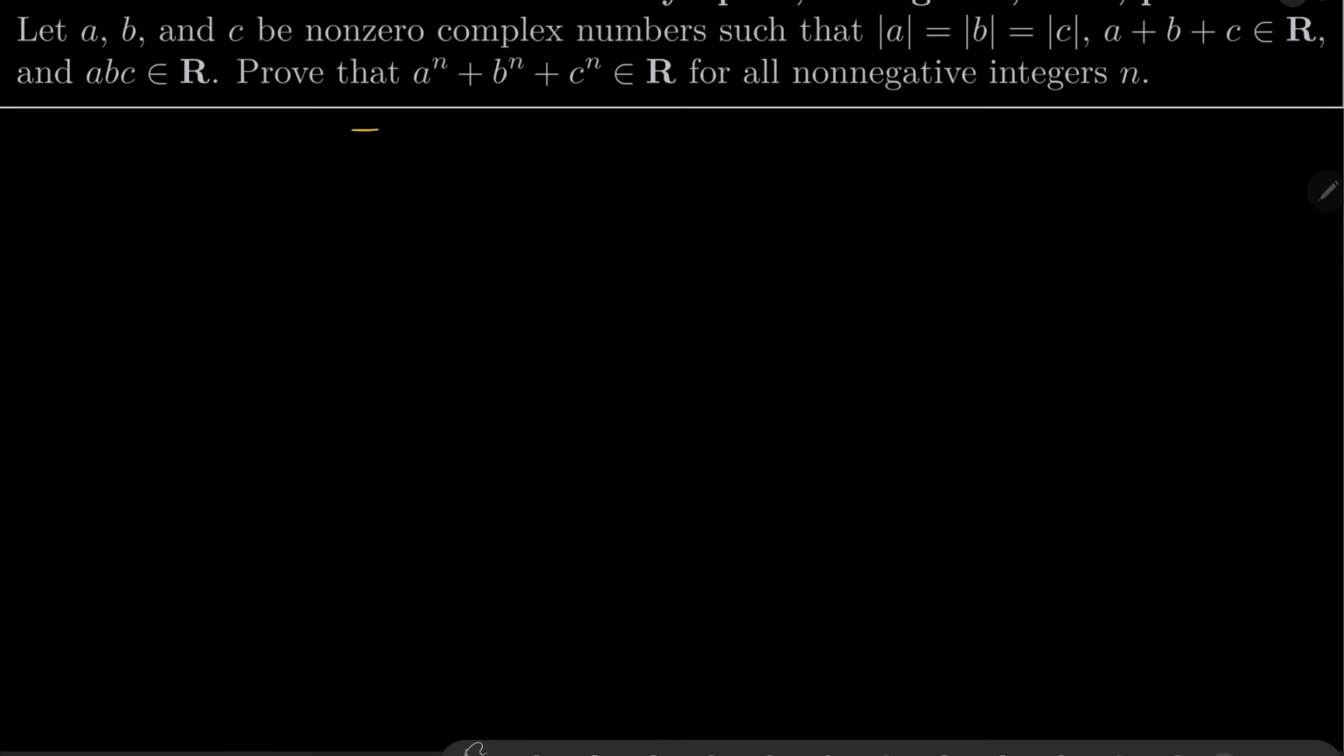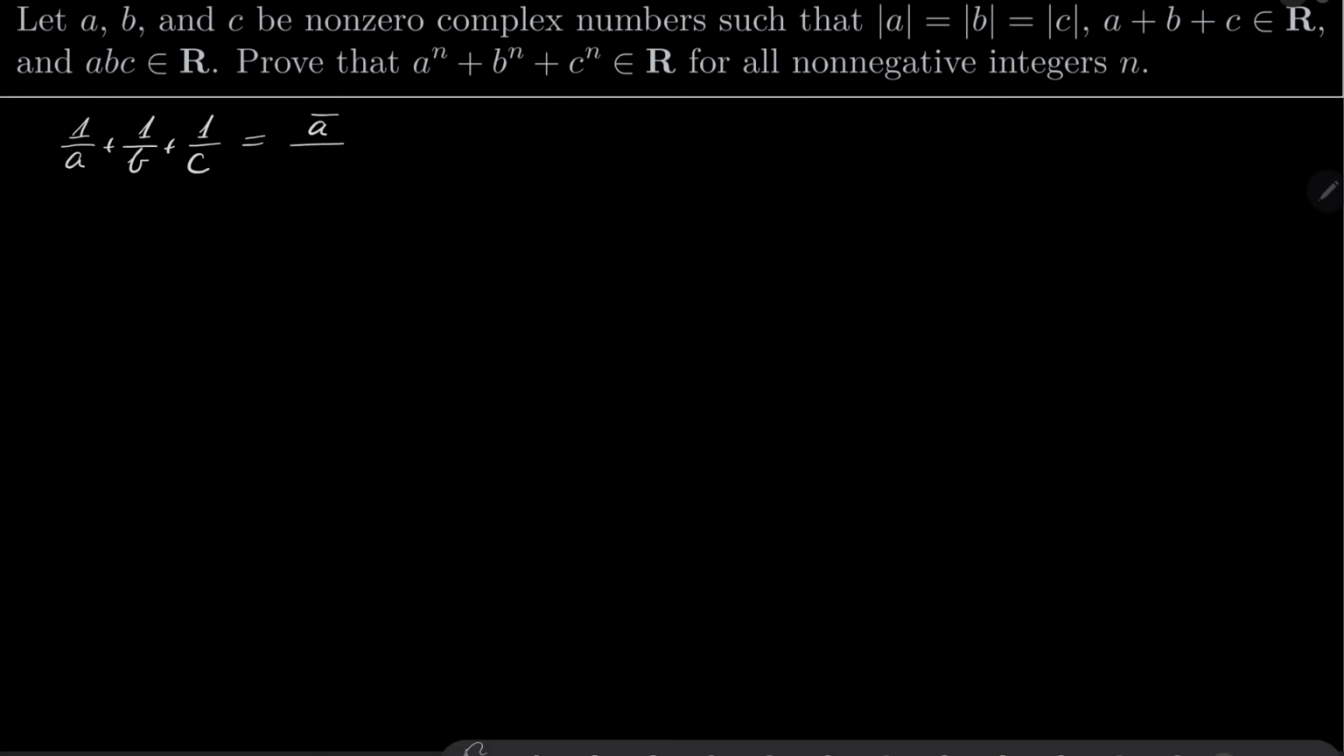Alright, so let's notice the following. Let's investigate 1 over a plus 1 over b plus 1 over c. Well, this makes sense because a, b, c are supposed to be non-zero. Alright, what is 1 over a? 1 over a is the conjugate of a over the modulus of a squared, plus b bar over the modulus of b squared, plus c bar over the modulus of c squared.